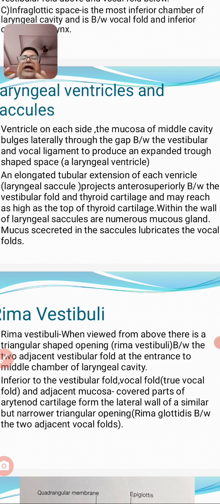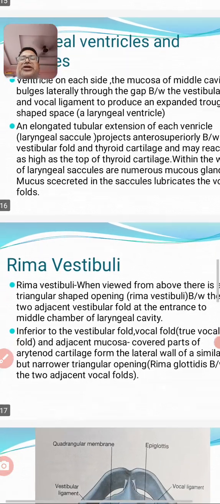Numerous mucus glands are present within the saccule, and the mucus secreted in the saccule lubricates the vocal fold. That is the laryngeal ventricle and the saccule of the larynx.